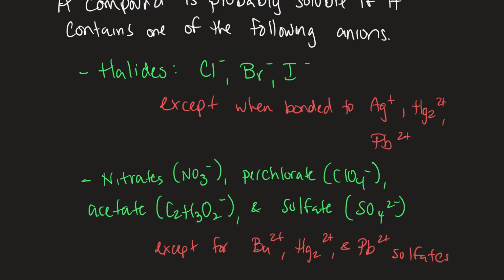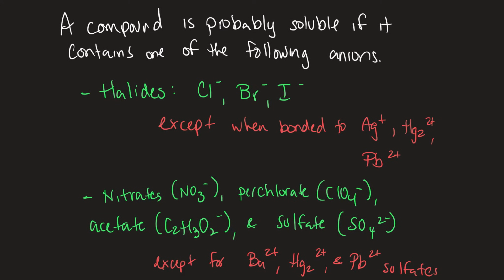Now, secondly, a compound is probably soluble if it contains one of the following anions. If the anions are halides, meaning charged halogens, halogens that are ions, such as chloride, bromide, and iodide, then it's most likely going to be soluble in water. So it's not going to form a precipitate, except, and a big exception here, when bonded to silver, mercury, or lead ions.